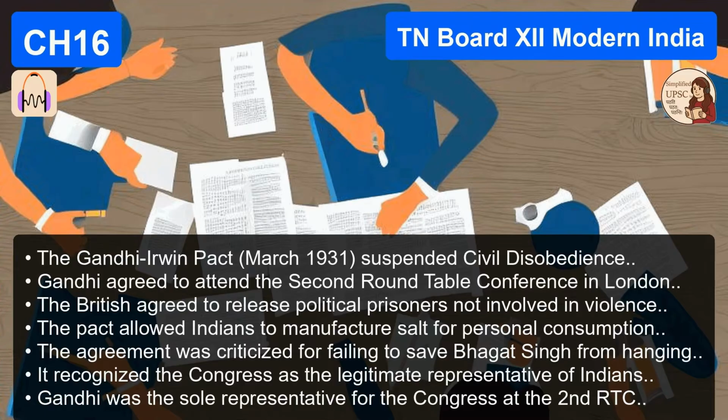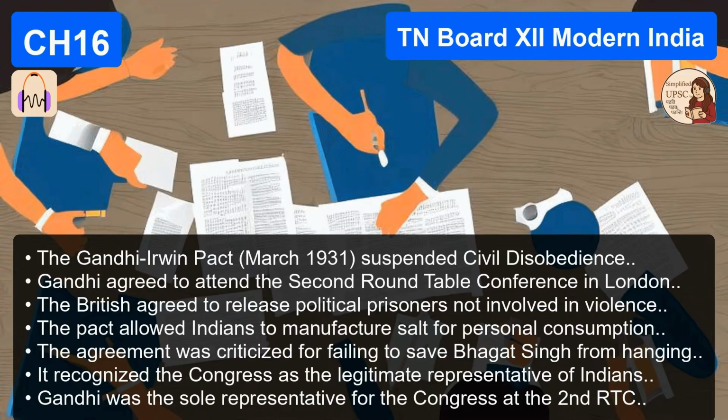Part 6. The world is on fire again. It's 1939, World War II breaks out. This is the beginning of the end for the British Empire, although they didn't know it yet. When the war started, the Viceroy, Lord Linlithgow, made a fateful announcement. He declared that India was at war with Germany. Without asking a single Indian leader.